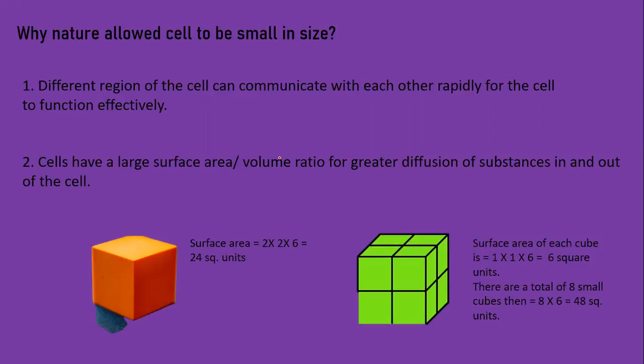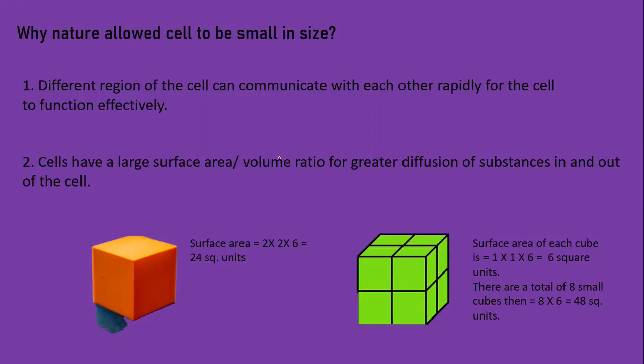On the left-hand side, you can see a cube, the orange cube. Each and every side is 2 units. It has a total of 6 surfaces, and the area of each surface is 2 into 2, which is 4, and therefore for 6 surfaces it will be 4 into 6, which is 24 square units. Now the question is coming.